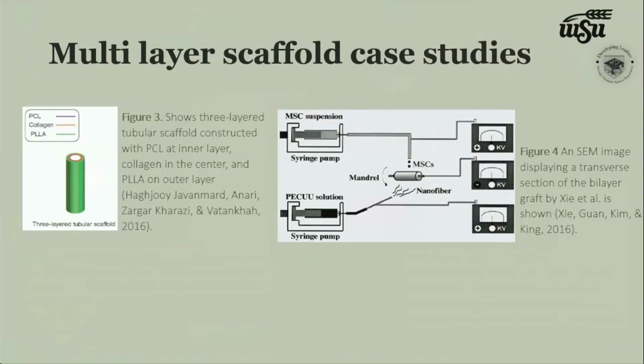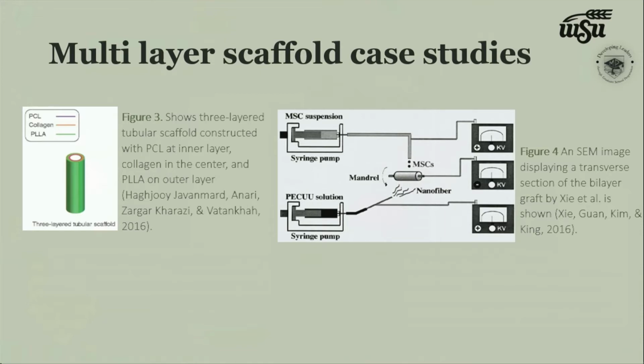So the materials, what's cool about this is the materials can be changed through the electrospinning process that we saw. And this group of scientists used PCL on the inner layer because PCL is a biodegradable material. Collagen is naturally found in the second layer, and then PLLA just can act as a structure, a skeleton like the extracellular matrix we saw.